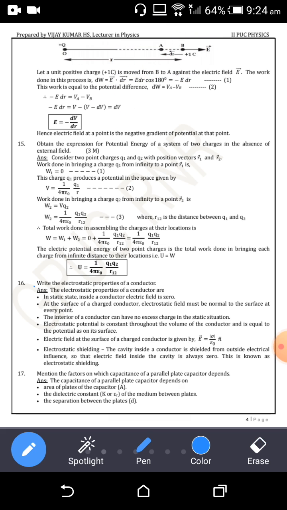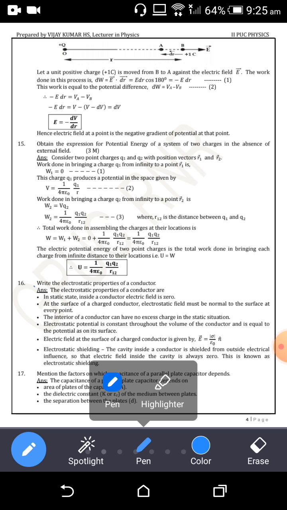Okay, so hence cos 180 is minus 1, so that comes out to be minus E dr, which is equation 1. Next, this work is equal to the potential difference, that is dW is equal to VA minus VB. Whatever work you are going to do, that itself is the potential difference between the points A and B. So that is expressed as dW is equal to VA minus VB, which is taken as equation 2.